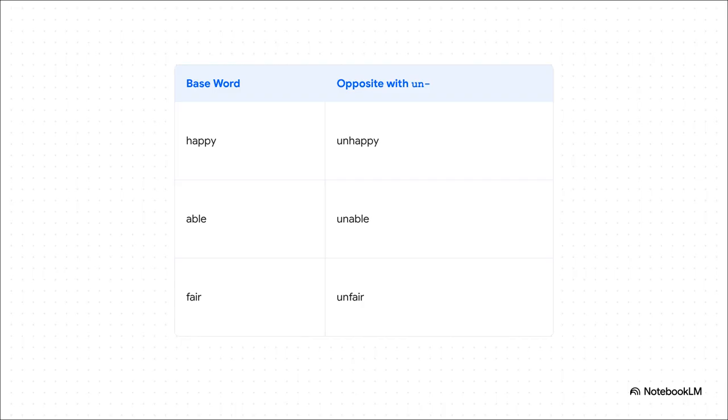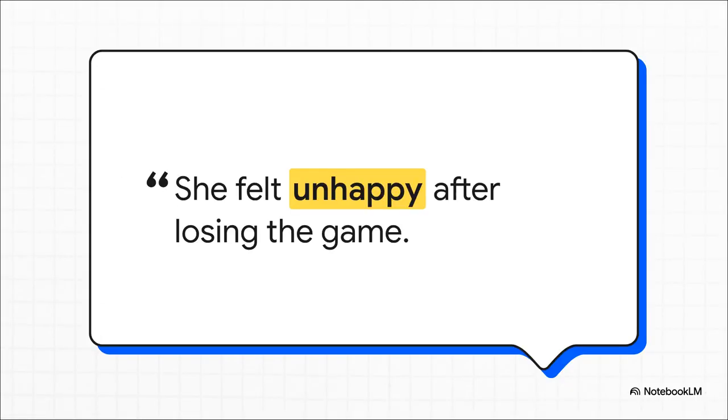And look at how cleanly it works. Happy becomes unhappy. Able becomes unable. Fair becomes unfair. It's just a direct, reliable swap every single time. That's what makes un the most dependable key in our whole set. And this is why it's so useful. I mean, think about it. We don't say, she felt not happy. That sounds kind of clunky, almost robotic. We say, she felt unhappy. It's just more precise, it flows better, and it's all thanks to that simple little prefix.